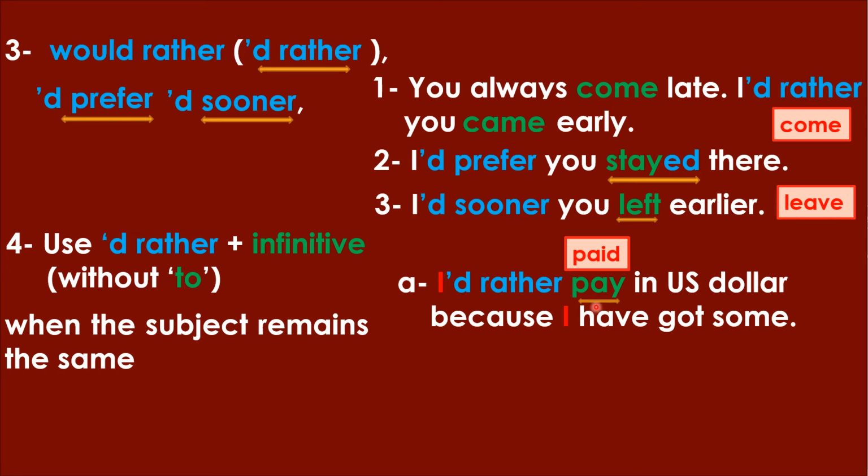Okay. So after would rather, I'm using the infinitive without to. Why? Because if you look at the sentence, I have here this is the subject. I'd rather pay in US dollar because I have got some. Some means some US dollars.